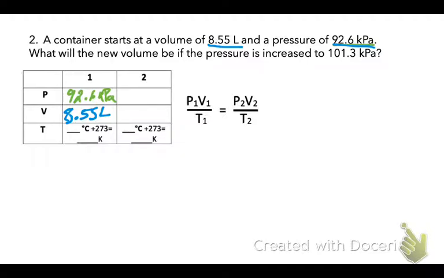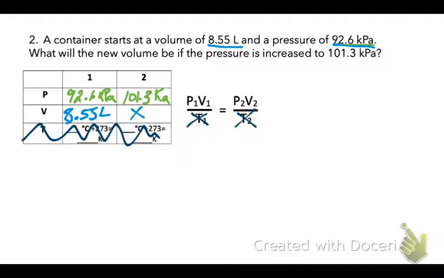Well, just by looking at what I knew, if the pressure increases, the volume should decrease. So my answer should be smaller. Well, let's prove it with math. So my volume is X. All right, so this time there is no temperature in this question. So I cross it off in my table, cross it off in my problem. And now I'm just going to enter my variables.